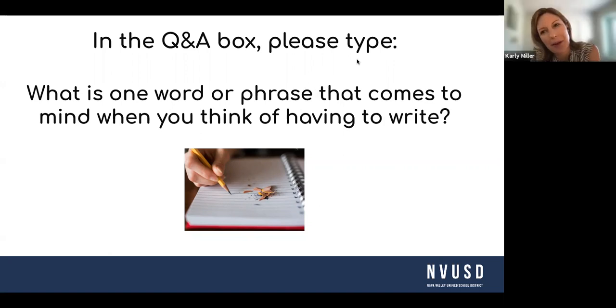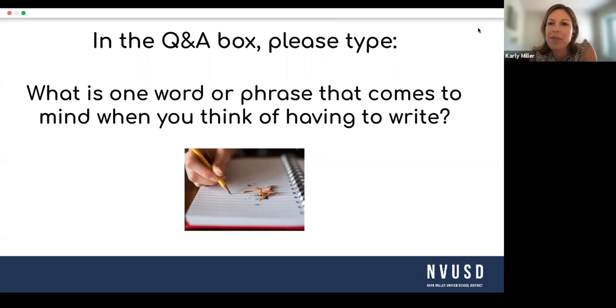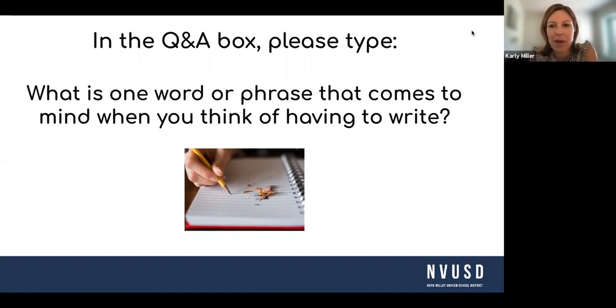Sometimes we try to make these more interactive, but I realize our current medium is sort of hard sometimes with a webinar. So this is really to get our mind focused on writing and talk about how our kiddos are learning how to write. So some of the things that can come to mind with writing, oftentimes this picture sort of illustrates it. Our students get frustrated, and we can get frustrated as adults.